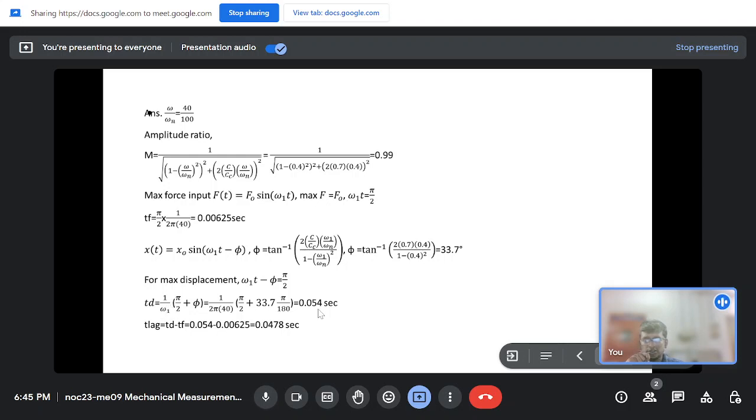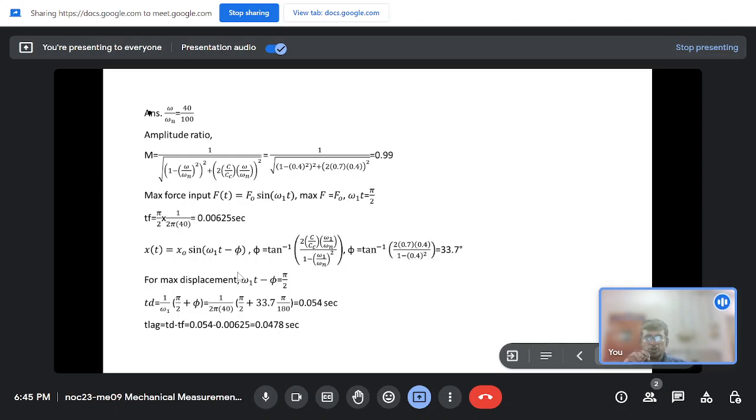So we substitute the known values for the time. The time at which the maximum displacement occurs is 1 by omega into (pi by 2 plus phi). We know omega and phi, so we substitute the values. Omega is 2 pi into 40, the input frequency, in radians per second, and into (pi by 2 plus 33.7 into pi by 180). We are converting this into radians. In that case we get the time at which maximum displacement occurs, which is 0.054 seconds.